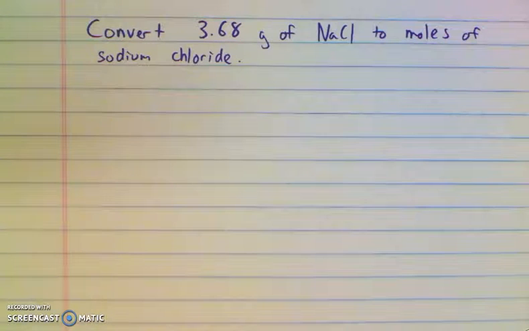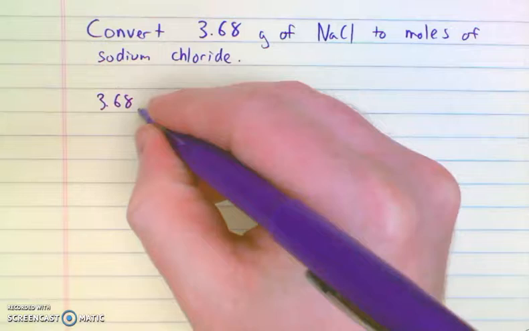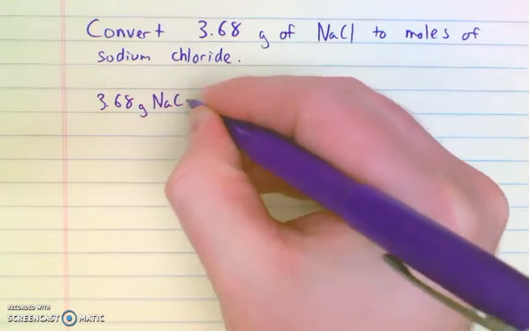So for our first example, we're going to convert 3.68 grams of sodium chloride to moles of sodium chloride. While you're doing this video, you can stop it along the way and calculate as we go. But I'm going to go through real quick, so if you need time to write things down, just go ahead and pause it and do your calculations as I do my calculations. When we start any mole problem, write down what you know. In this case, I have 3.68 grams of NaCl.